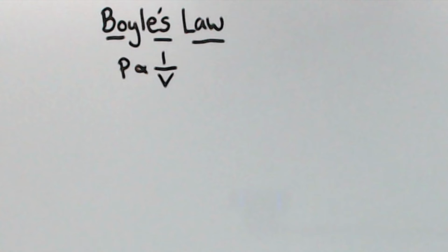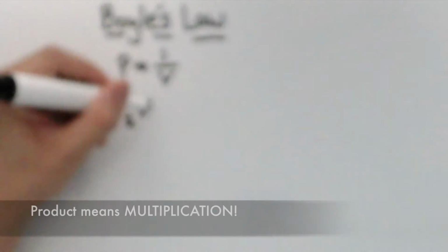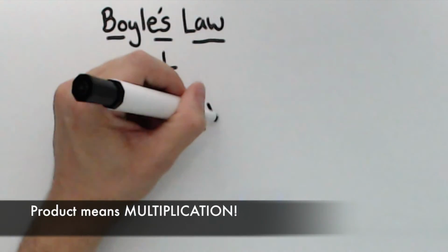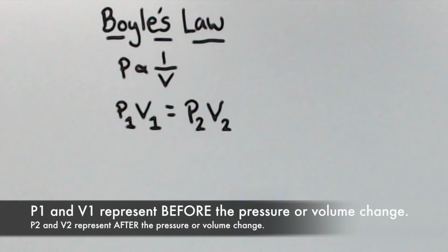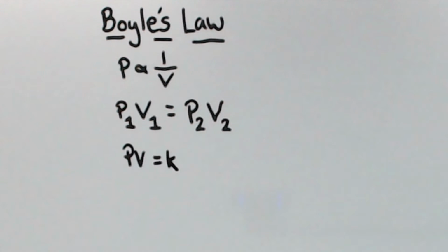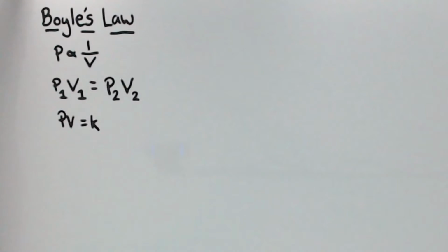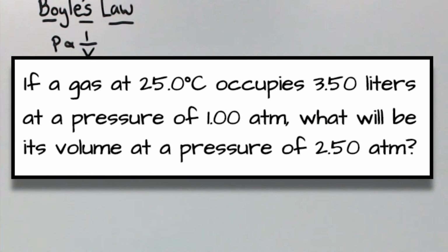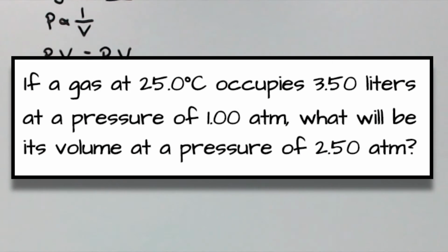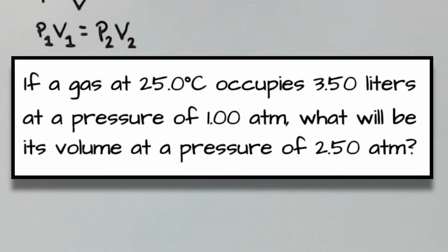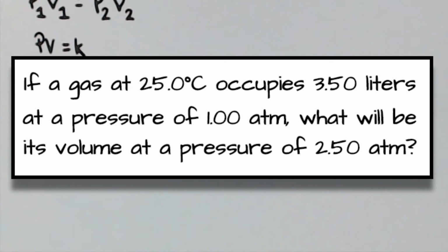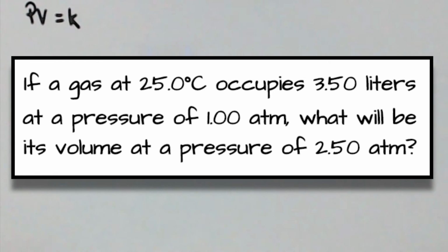Let's look at this proportion a little more. Basically, this states that pressure P is inversely proportional to volume V. Another way of showing this is that the product of P and V before a volume change is equal to the product of P and V after a volume change. Basically, the product of P and V are always constant in a closed system. A simple problem showcasing Boyle's Law is as follows. If a gas at 25.0 degrees Celsius occupies 3.50 liters at a pressure of 1.00 atmosphere, what will be its volume at a pressure of 2.50 atmosphere?